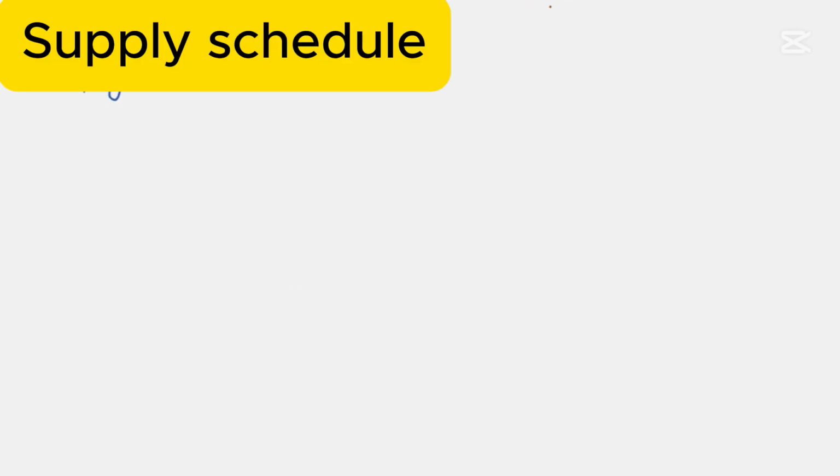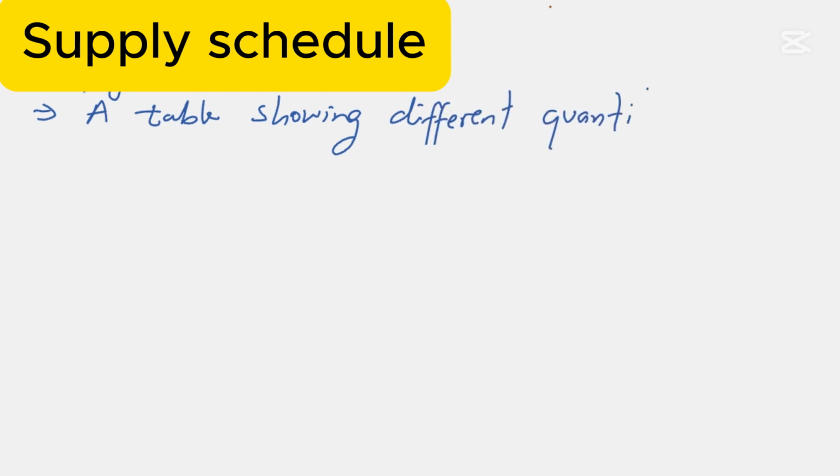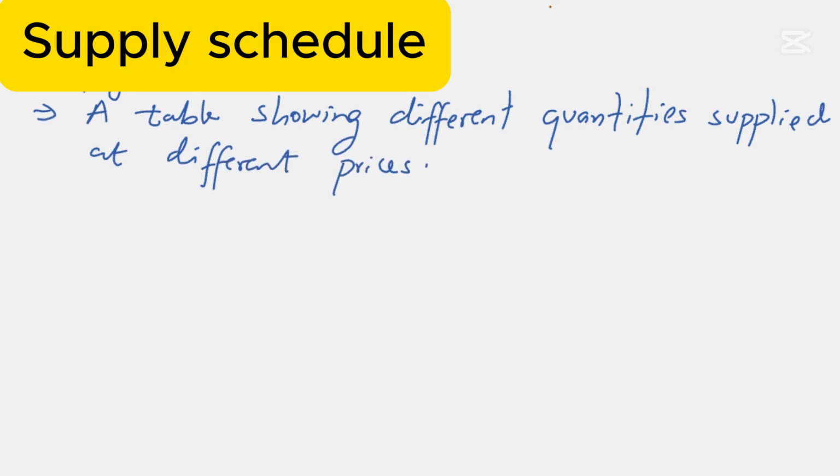Let's look at a different thing still on supply. Just like we have a demand schedule, we also have a supply schedule. So what is a supply schedule? It is a tabular analysis, simply a table showing different prices and different quantities over a given period of time. In short, it shows the different quantities which firms are bringing to the market at different prices over time.